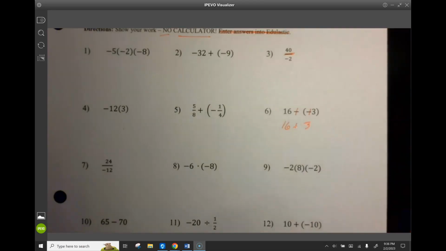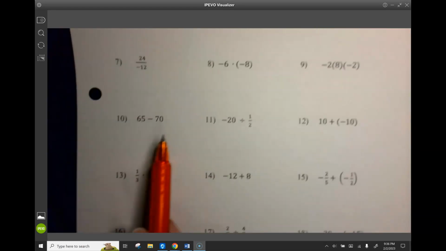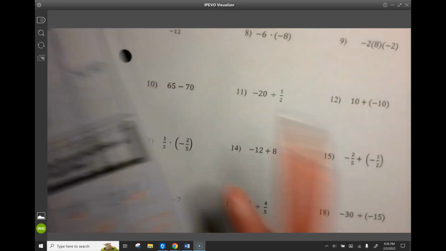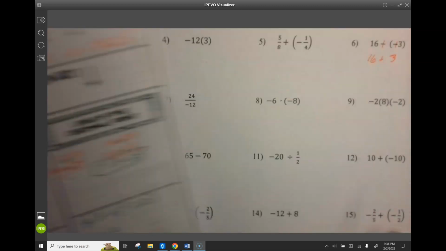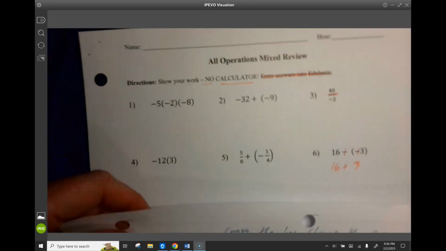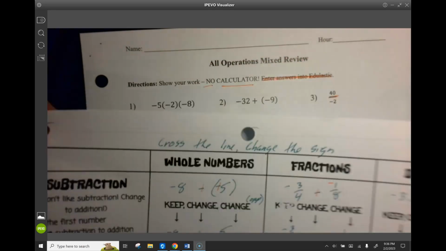Okay, so 16 plus 3. So just be very aware. What do I have? And then, what do I have here? I have subtraction. Go back to what I know about subtraction. Use this handy dandy little chart, and you'll notice I unstapled mine. Feel free to do that same thing. It might be easier if you unstaple it, so then you don't have to flip back and forth. You can just look at it.